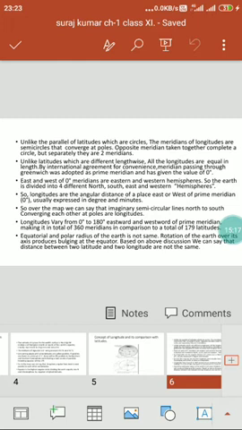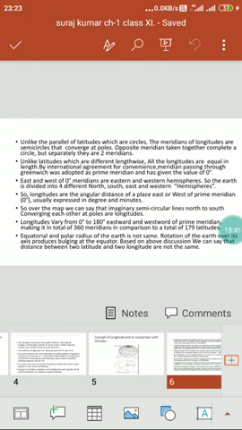But longitudes are not parallel. Longitudes originate from one pole, either the south pole or the north pole, and merge into the other pole. So longitudes are not circles as well. Longitudes are semicircles originating from one pole and merging into the other pole. In the same way, longitudes are not parallel to each other.